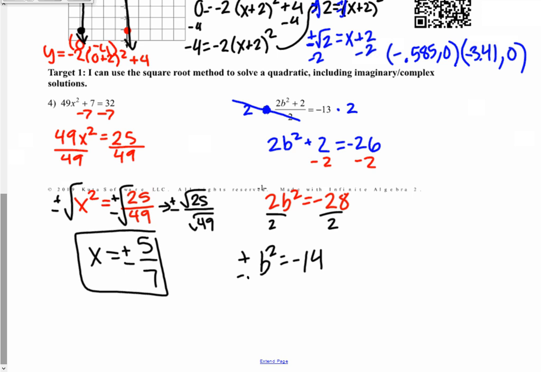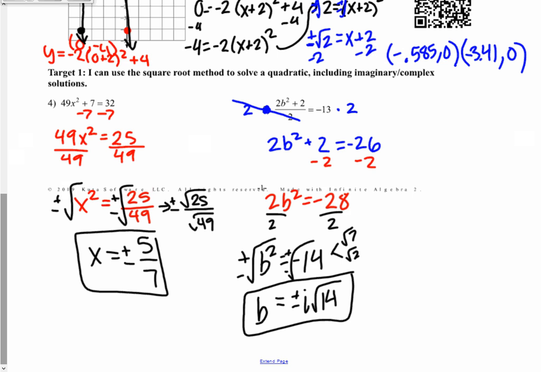So we need to take the square root. Make sure you add the plus or minus in front of that. Couple of things here. I have the negative underneath that square root. Remember, we can pull that out using our i. 14, I could split into 7 and 2, but neither of those are perfect squares, and they can't be split any further. So we're done here, and b equals plus or minus i root 14. Please make sure that i is after that plus or minus and not before.